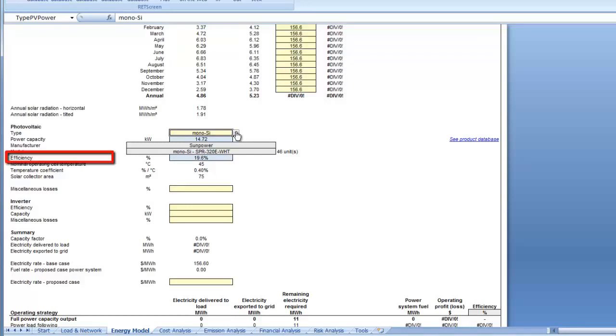The efficiency cell is used to enter the nominal efficiency of the PV module under consideration, and module efficiency depends primarily on the type of cell used. However, within each of these categories, there are wide variations from manufacturer to manufacturer, depending on the manufacturing processes used. Having selected the SunPower panels, we can see that RETScreen automatically inputs an efficiency of 19.6%.